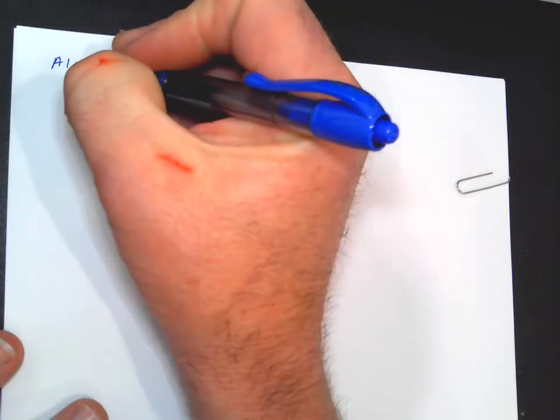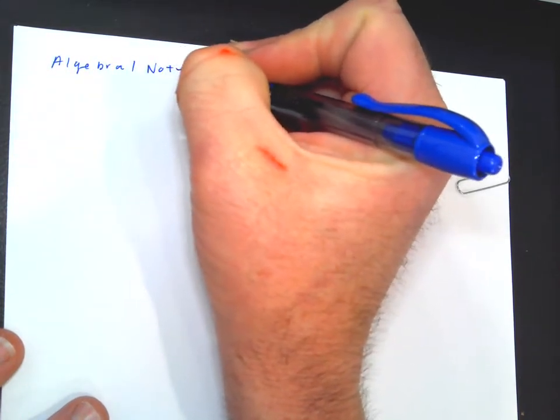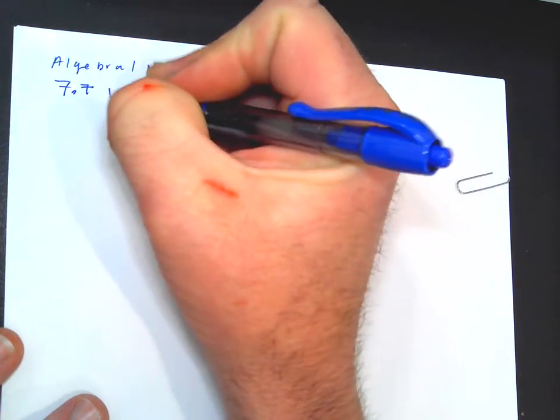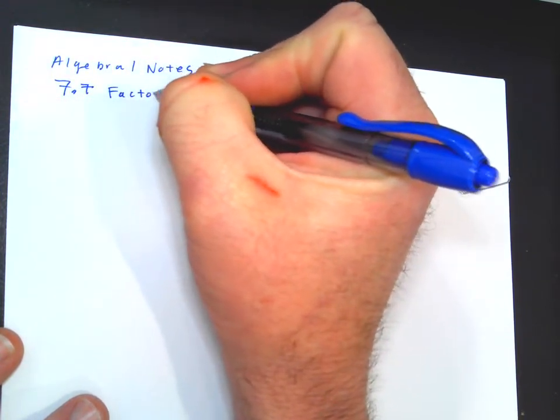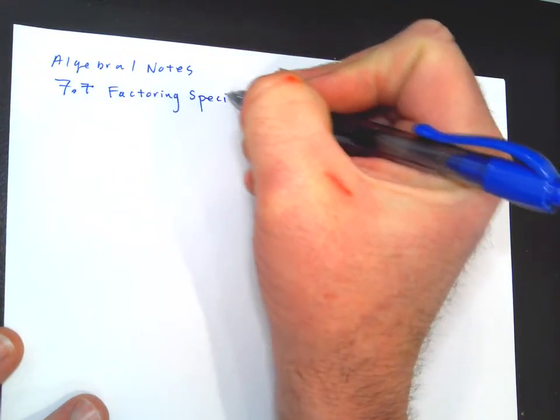All right, Algebra 1 notes for section 7.7, factoring special products.